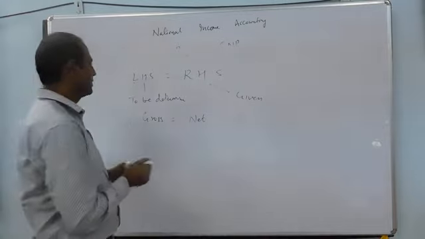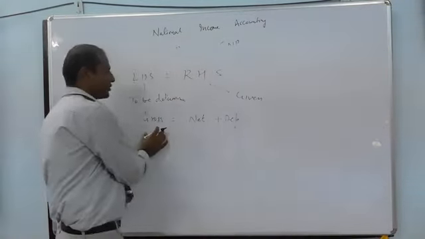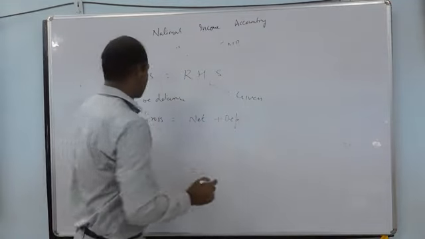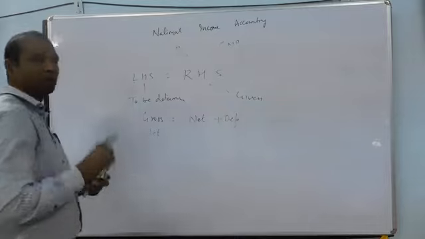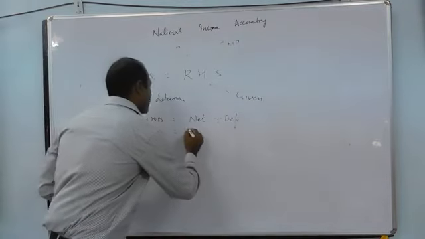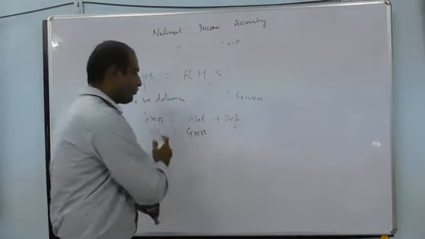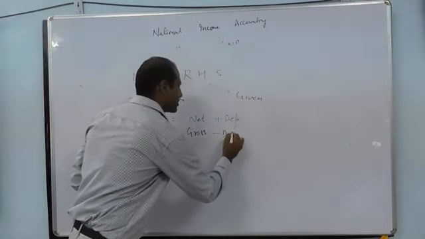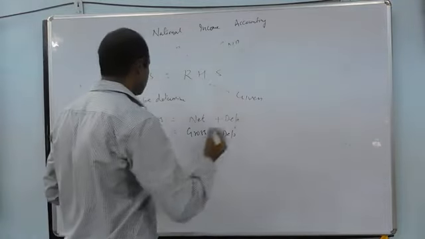What do you have to do? You have to add depreciation. Gross is equal to net plus depreciation. Suppose you want to determine net. You are given gross. How to determine net? Gross minus depreciation. This is one identity you need to remember.